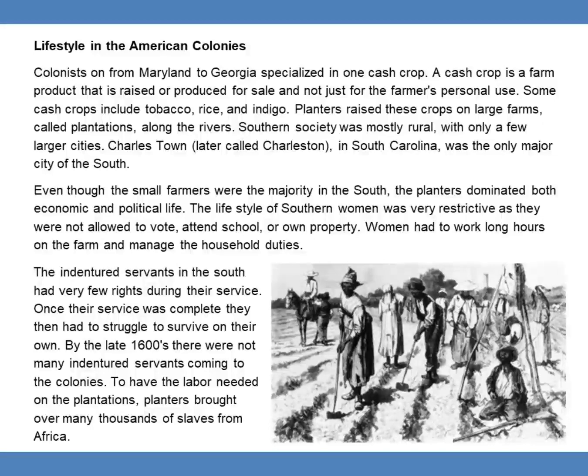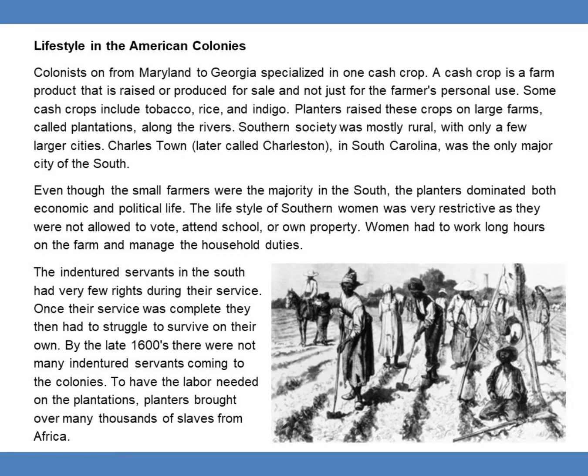Southern society was mostly rural, with only a few larger cities. Charlestown, later called Charleston, in South Carolina, was the only major city of the South. Even though the small farmers were the majority in the South, the planters dominated both economic and political life. The lifestyle of Southern women was very restrictive, as they were not allowed to vote, attend school, or own property. Women had to work long hours on the farm and manage the household duties.